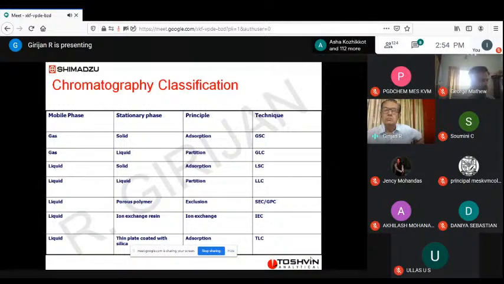It's a very, very simple technique, but at the same time, it's a very good technique for the initial screening of a given sample, TLC. And now TLC has become automated. We talk about HPTLC, high performance thin layer chromatography.